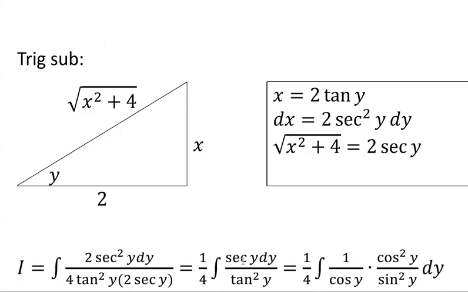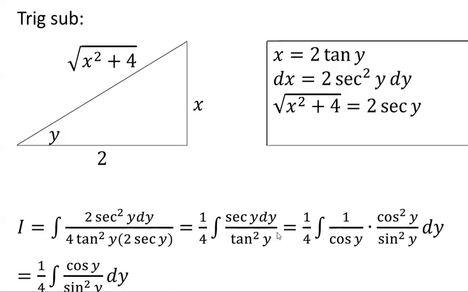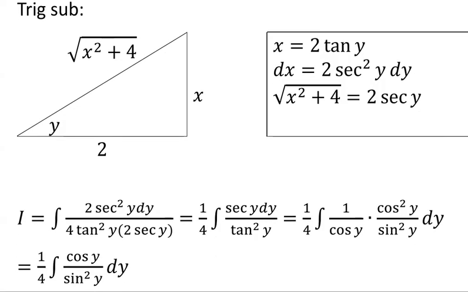Well, you could probably do it in the secant and tangent domain, but I changed everything to cosine and sine. So the secant y, I changed to 1 over cosine y. And the tangent squared on the bottom is cosine squared on top, sine squared on the bottom. So clearly you can see 1 power of cosine would cancel. So we are left with this.